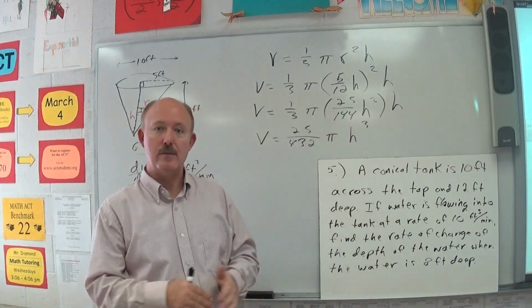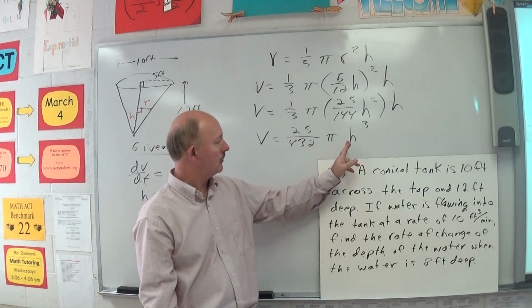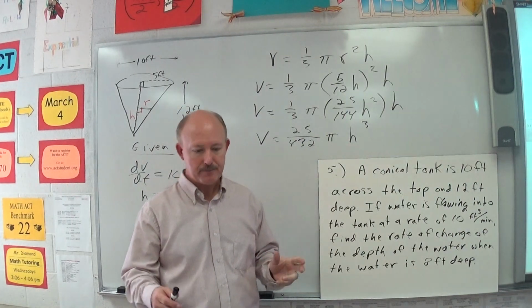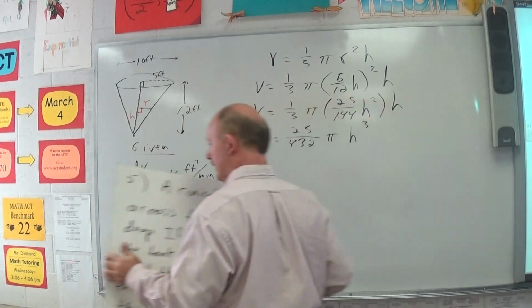So now here we've got our volume formula. We're ready to take the derivative now. We've got to simplify it. The volume is 25 over 432 pi times the height cubed. Okay, let's see what we get for our derivative. And I'm going to take the problem down. Let's set this over here again.